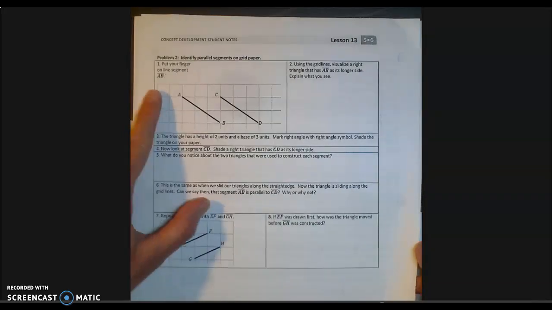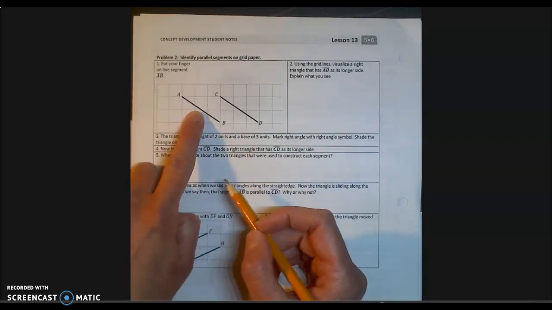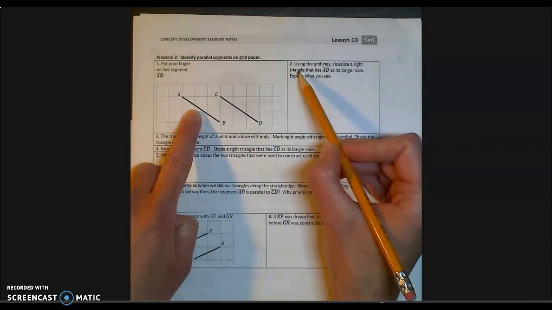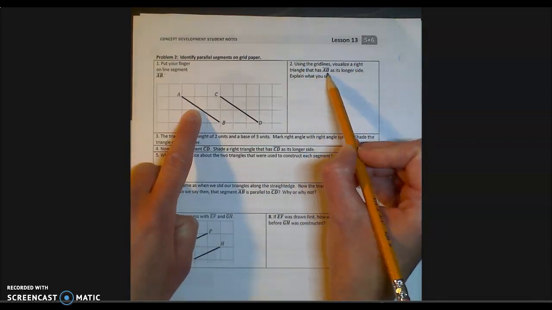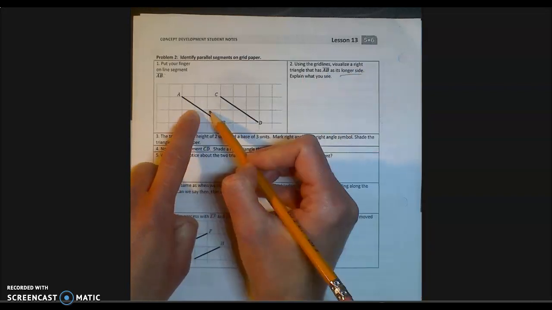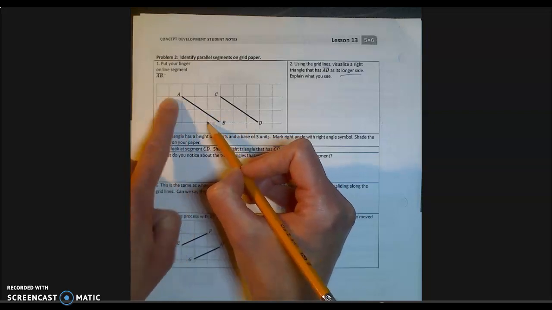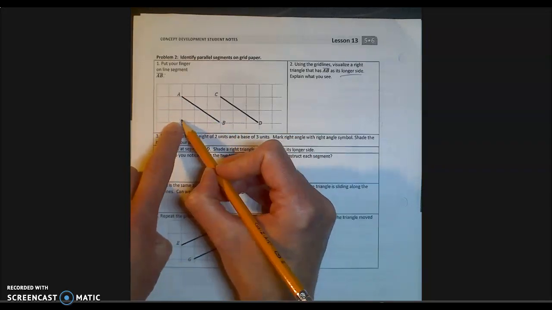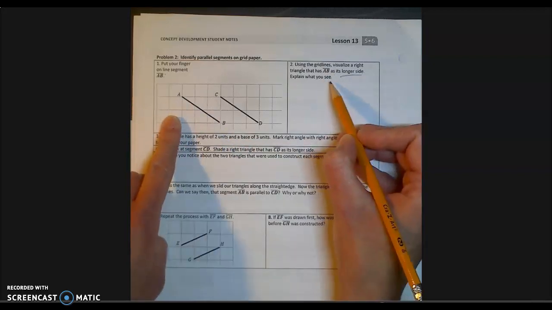Problem number 2 says, put your finger on line segment AB. So they're talking about this one right here. It says, using the grid lines, visualize a right triangle that has AB as its longer side. So right here, this would be the longest side, and they want a right angle. So I would bring my finger down here, bring it over here. So here would be my little triangle. And it says, explain what you see.